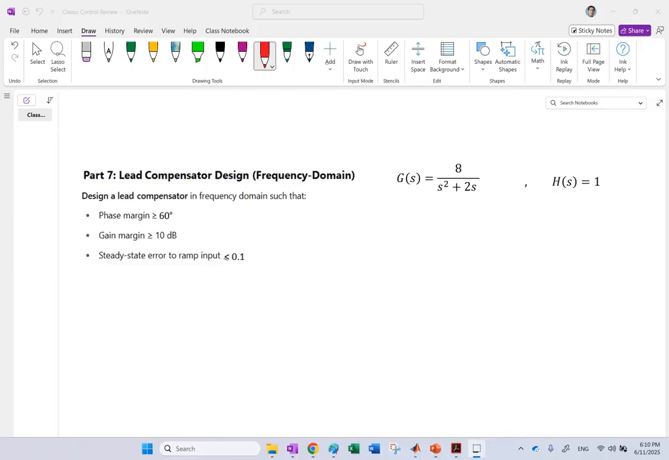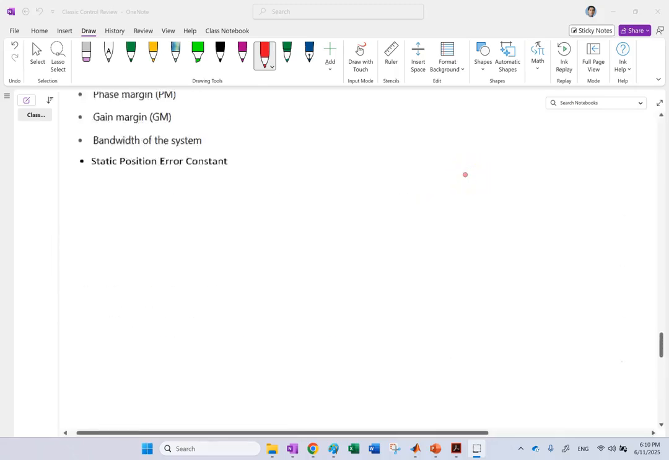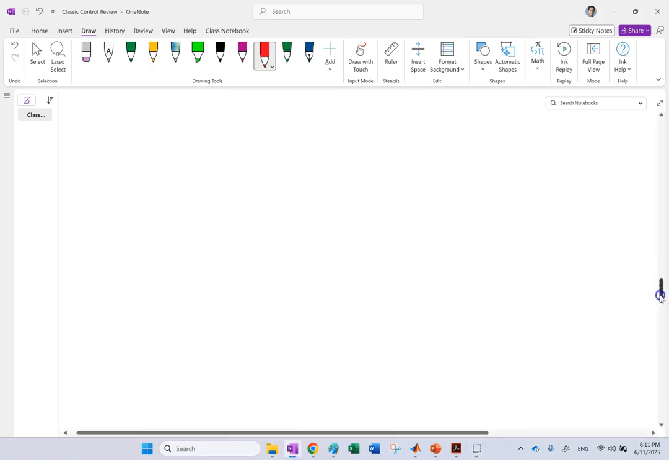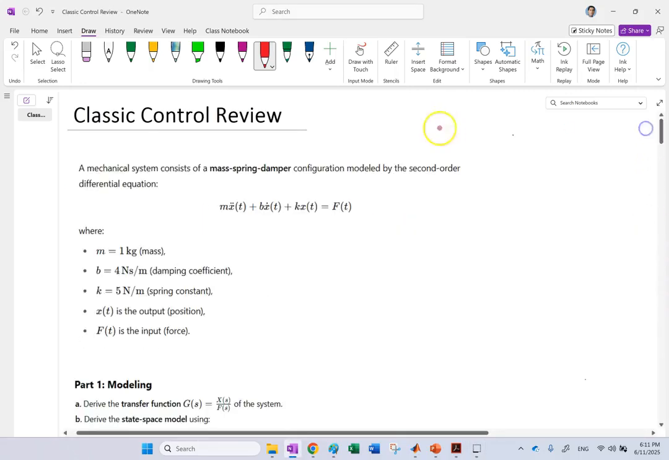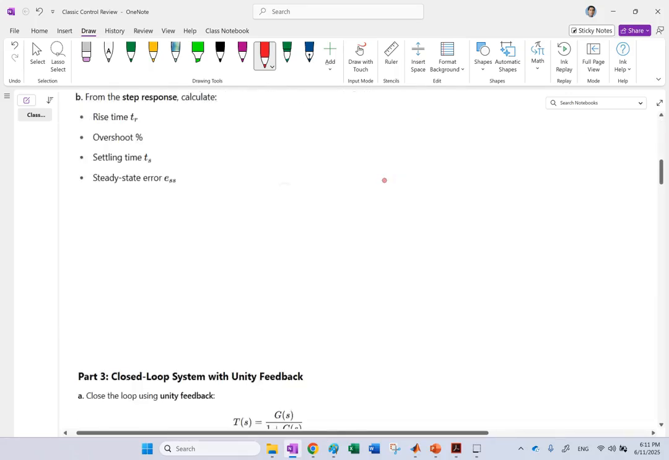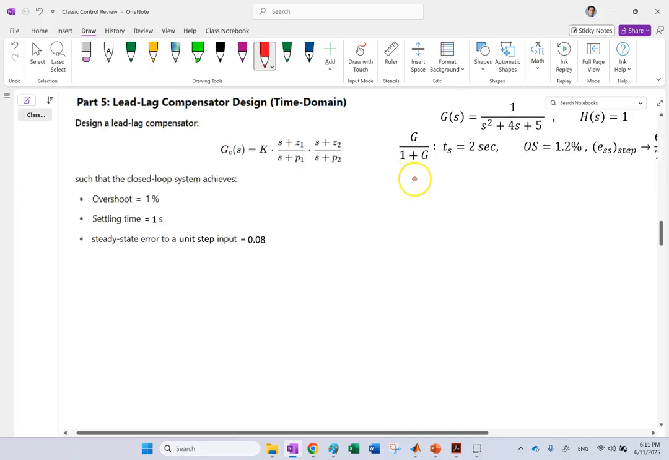Hello everyone. In this third video of reviewing the classic controls, I'm going to show you a lead compensator design for this system. Now this system is a little bit different than the system I used in my previous videos, and the reason for that is this system is stable and it has infinite gain margin and phase margin, and that's not what I want.